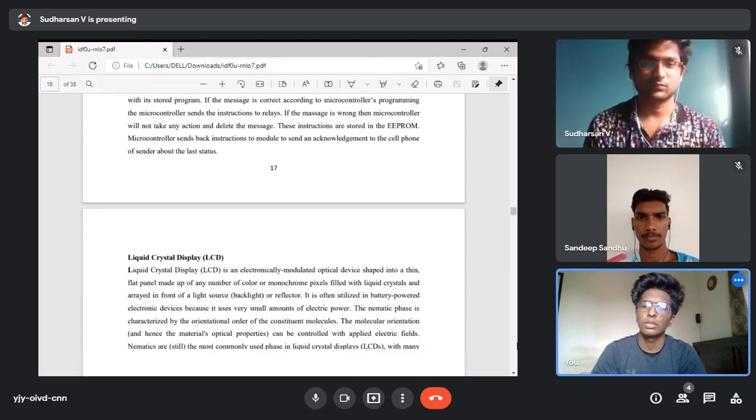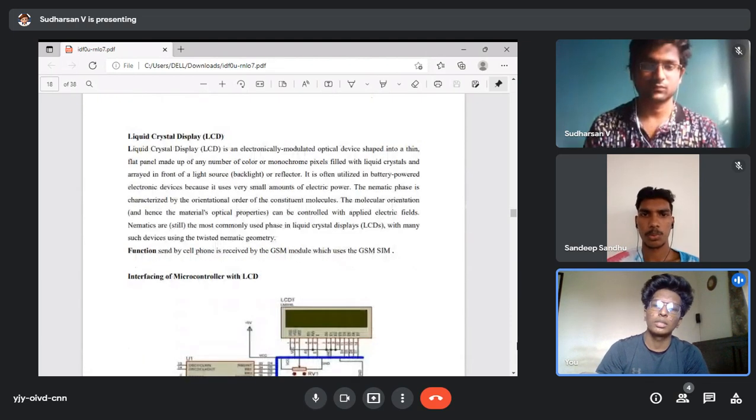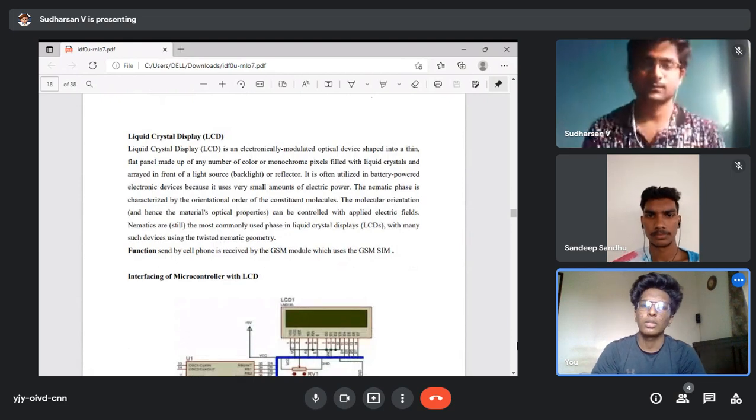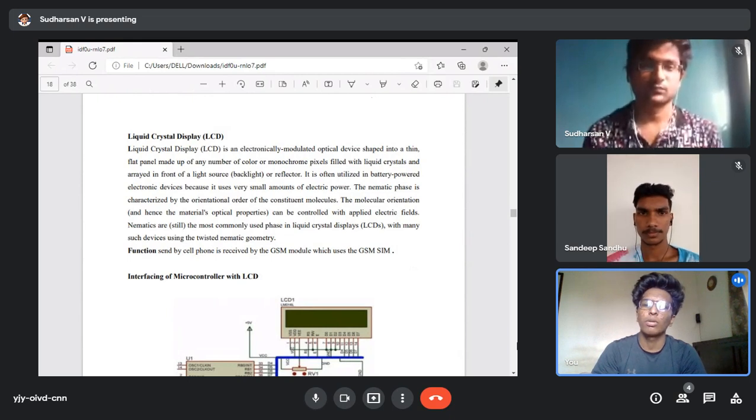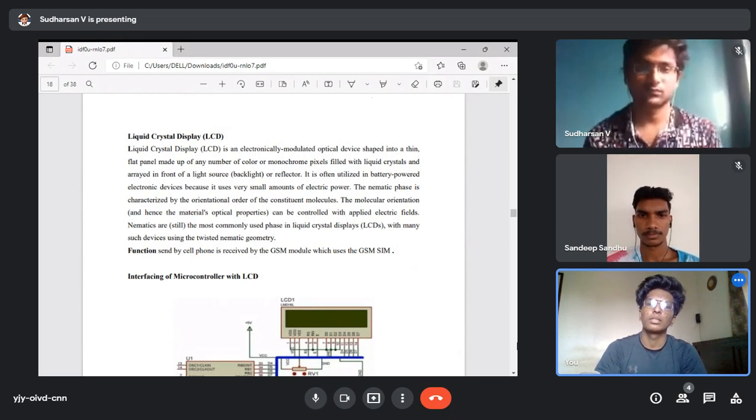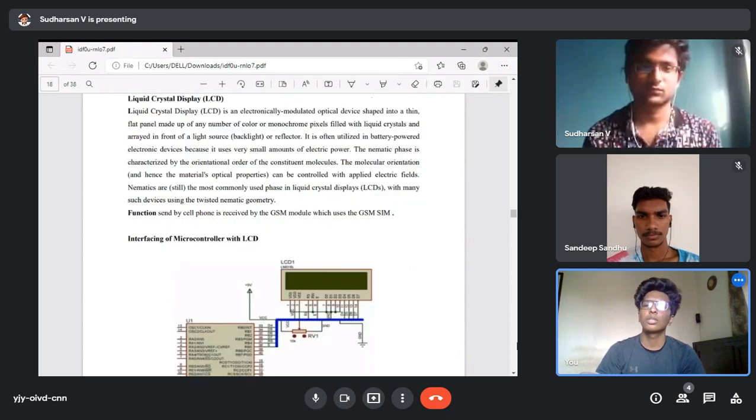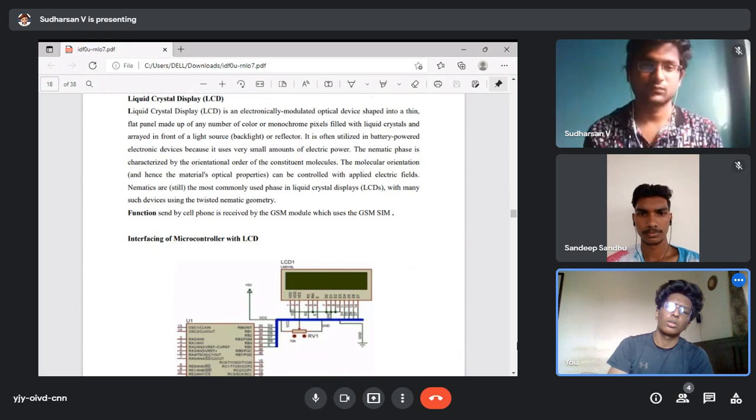Let's talk about the LCD. The liquid crystal display, LCD, is an electronically modulated optical device shaped into a thin, flat panel made up of a number of color or monochrome pixels filled with liquid crystals. The interfacing of the microcontroller with the LCD.